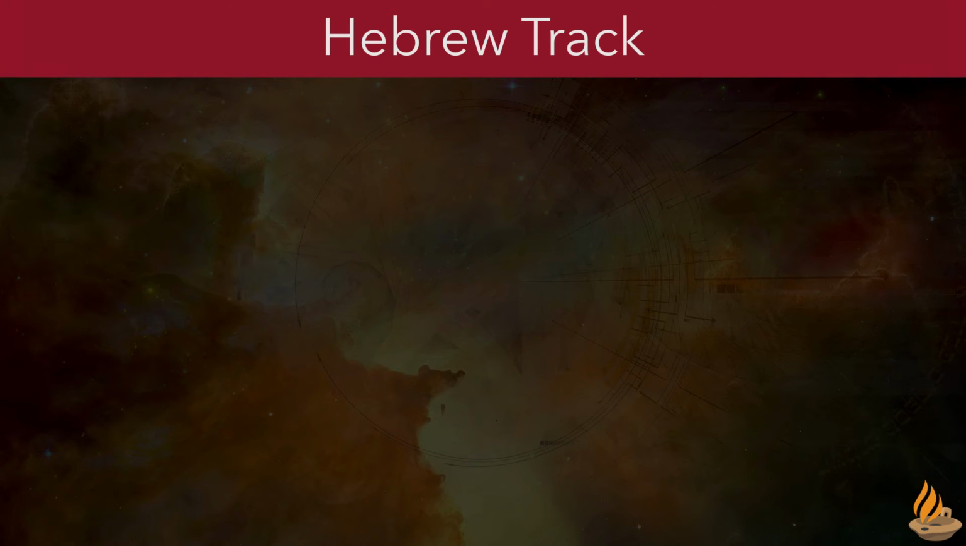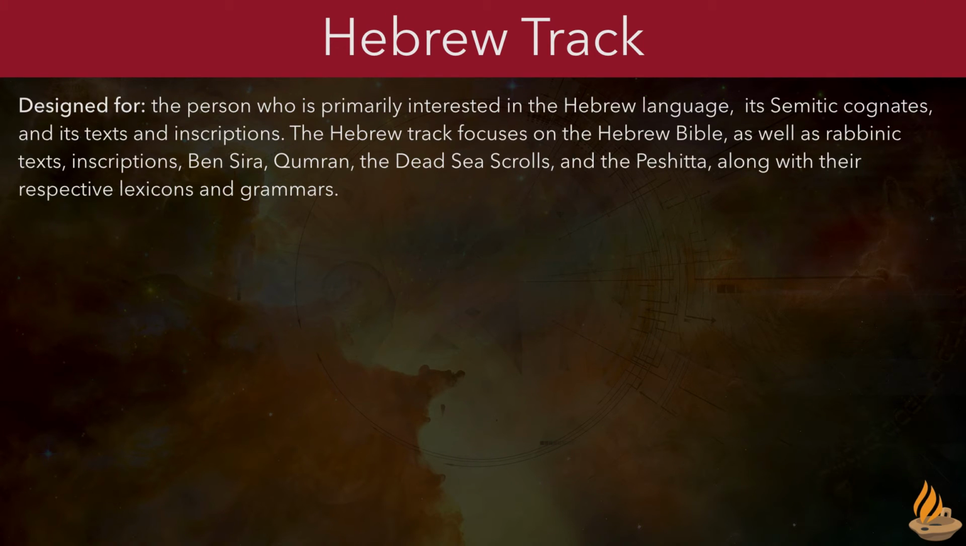At the higher levels, the Hebrew track is designed for the person who is primarily interested in the Hebrew language, its Semitic cognates, and its texts and inscriptions. The Hebrew track focuses on the Hebrew Bible, as well as rabbinic texts, inscriptions, Ben Sira, Qumran, the Dead Sea Scrolls, and the Peshitta, along with their respective lexicons and grammars.